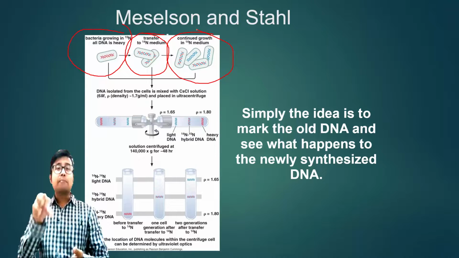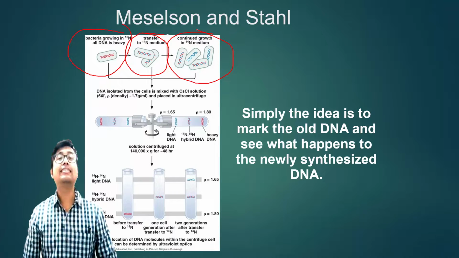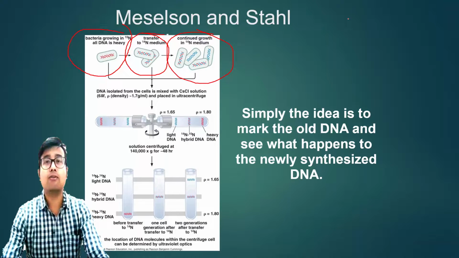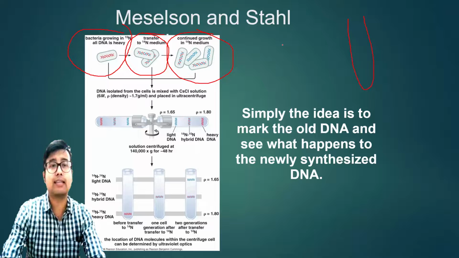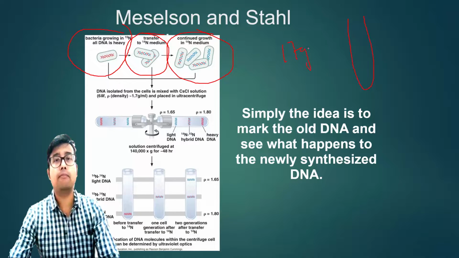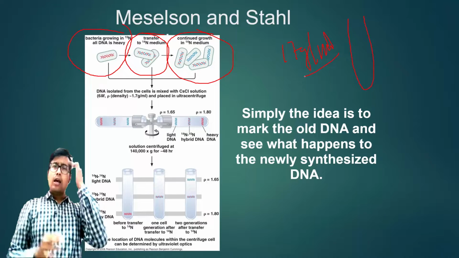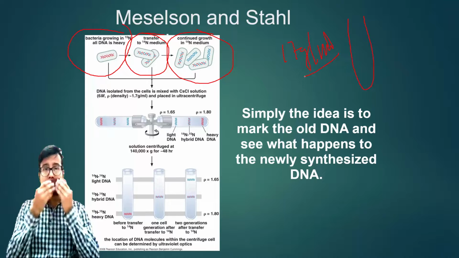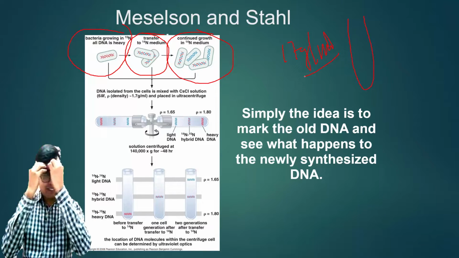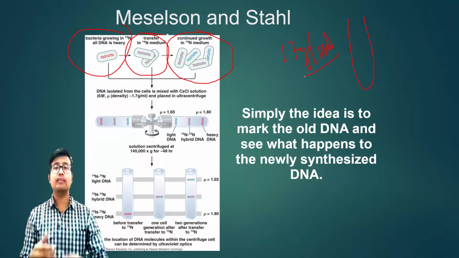So these subsequent generation samples were now put into a cesium chloride density gradient. Now what's special about cesium chloride? The solution of cesium chloride weighs 17 gram per mole. But if this is put in an ultracentrifuge, what happens?